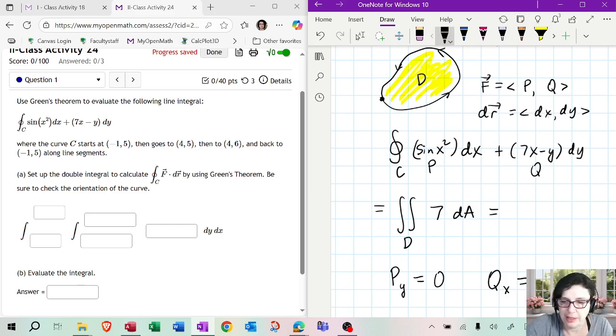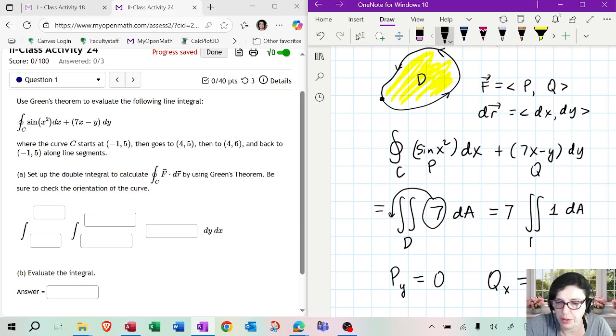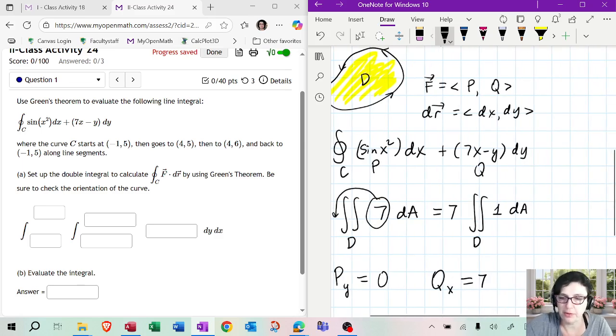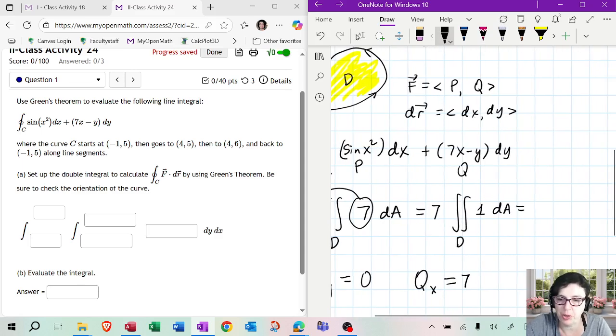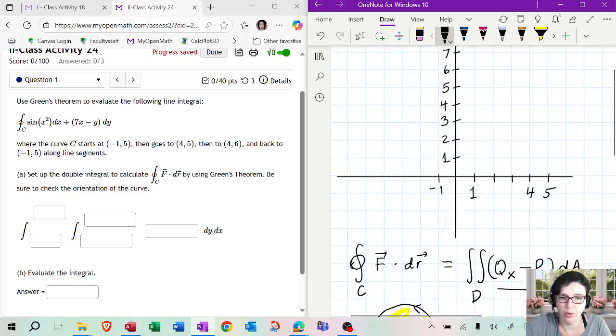Now, there is a trick that I could show you. Imagine taking the 7 out. This trick only works if you're integrating a number. If it's a variable, then no, you cannot do that. So if you factor out the 7, then you are basically integrating 1 over the region D. And integrating 1 is the same as computing the area of the region. So this is just going to be 7 times the area of this region. But what is this region? Let me go ahead and draw it for you.